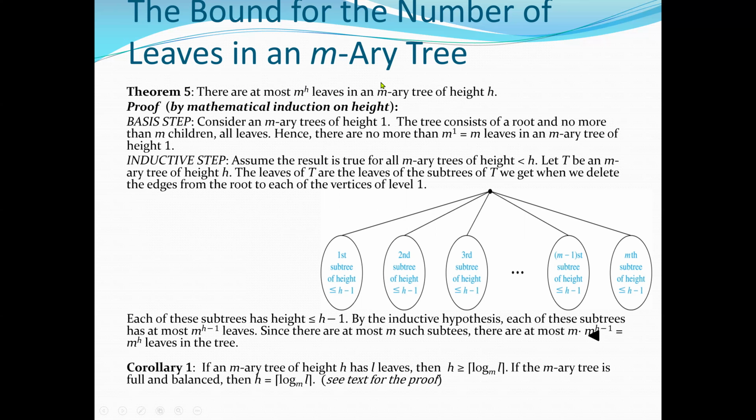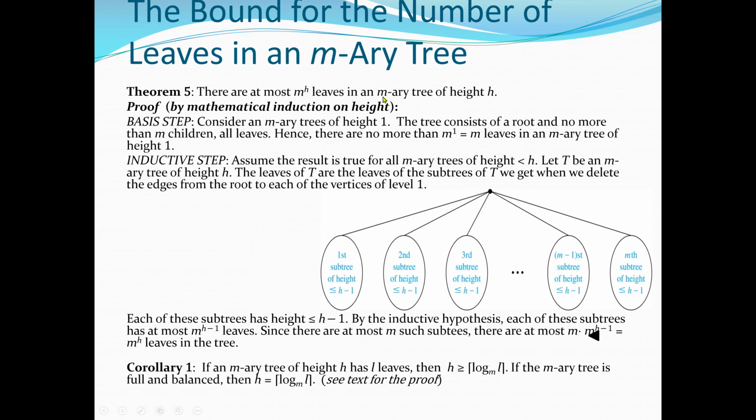So m tells us the number of the most children. For example, binary tree means we can have at most 2 children for each vertex. So the most leaves I can have in a binary tree, if the height is, let's say 5, will be 2 to the power 5, because each node will have 2, 2, 2, 2 throughout.